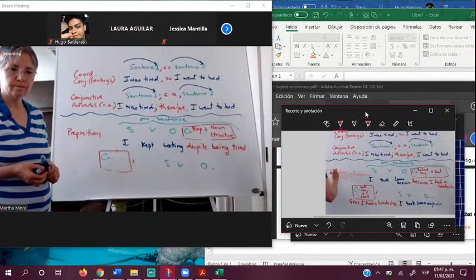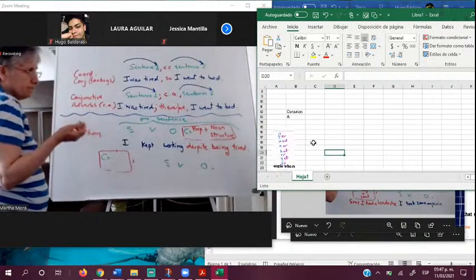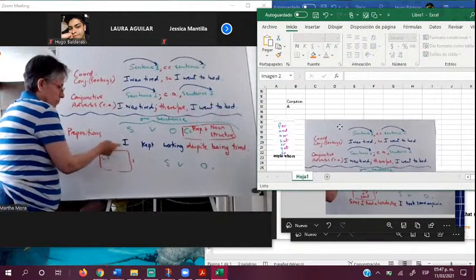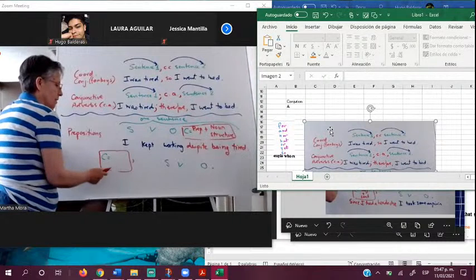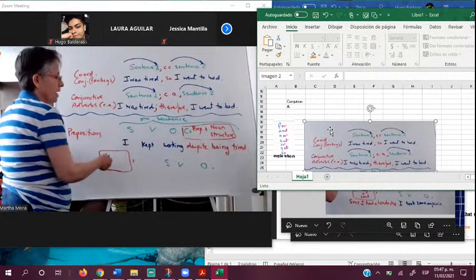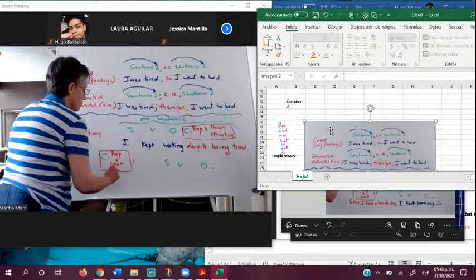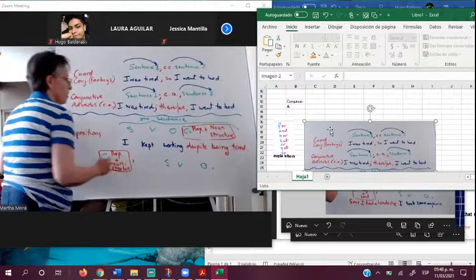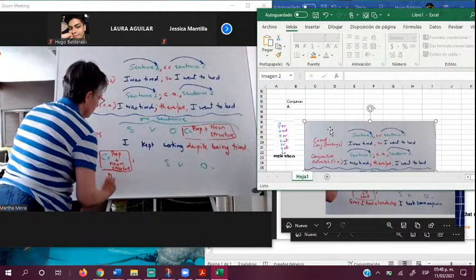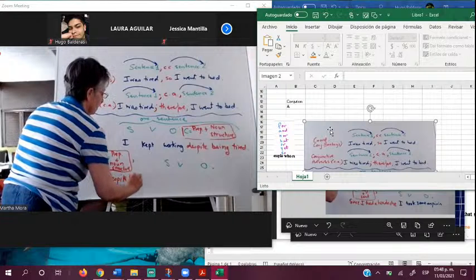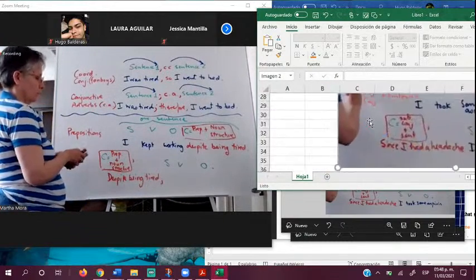Okay? So if for some particular reason, as I said, emphasis, context, I don't know, depending on what the other person said before, I want to move the complement to the initial position, I am going to need a comma. But this time the complement is formed with a preposition plus a noun structure. So the sentence would be, despite being tired, comma, I could work.